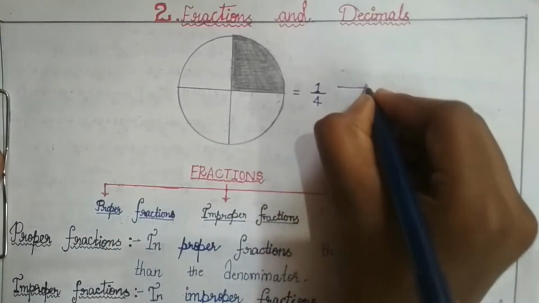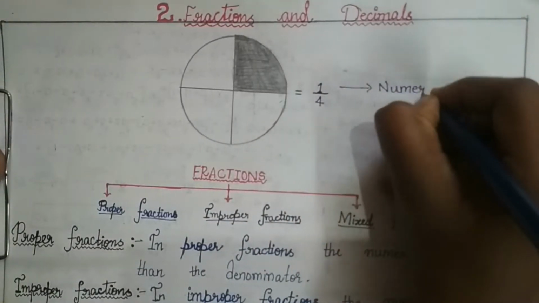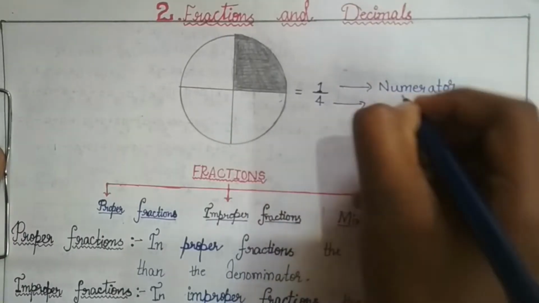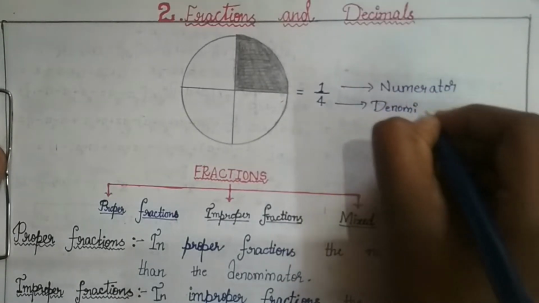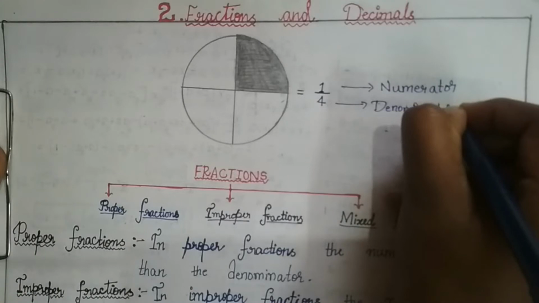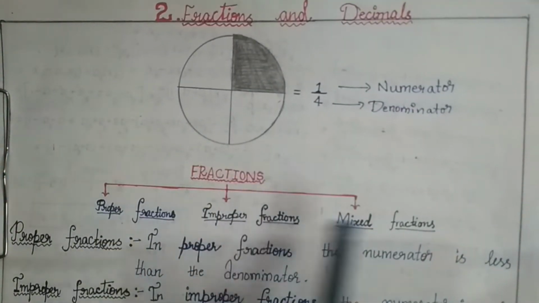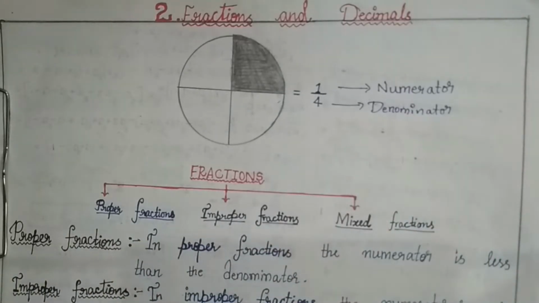So this 1 is known as numerator. This 4 is known as denominator. And these fractions are divided into 3 parts: proper fractions, improper fractions and mixed fractions.